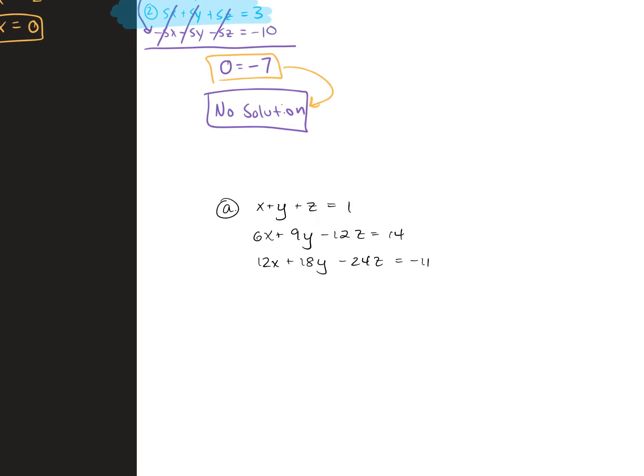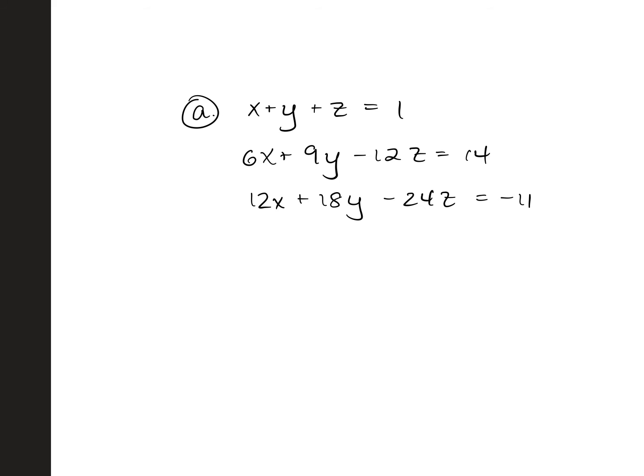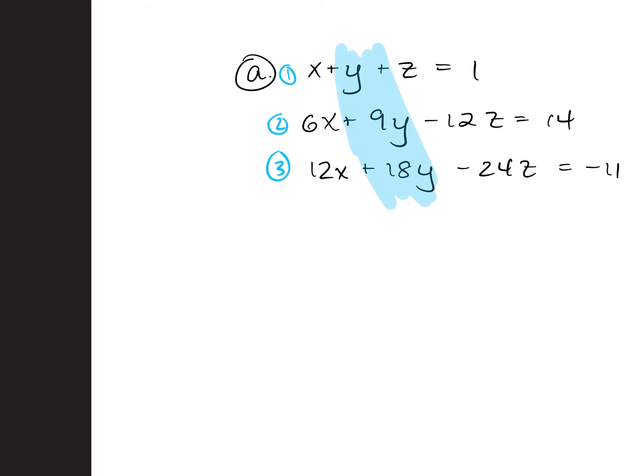All right, let's look at A. Right below it. So I'm going to label my equations 1, 2, and 3. Which variable do we want to cancel? Sure, let's cancel out our y's. So which 2 equations do you want to work with first?